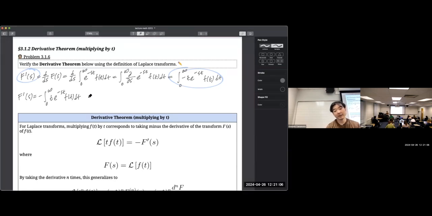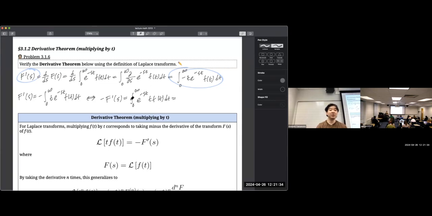And why don't I just multiply both sides by negative? So it'd be negative F prime of s is equal to the integral from 0 to infinity of t e to the negative st. Well, I'll write it like this. You can write this in any order, so I'm writing e to the negative st first. Then I'm going to write t f of t dt.